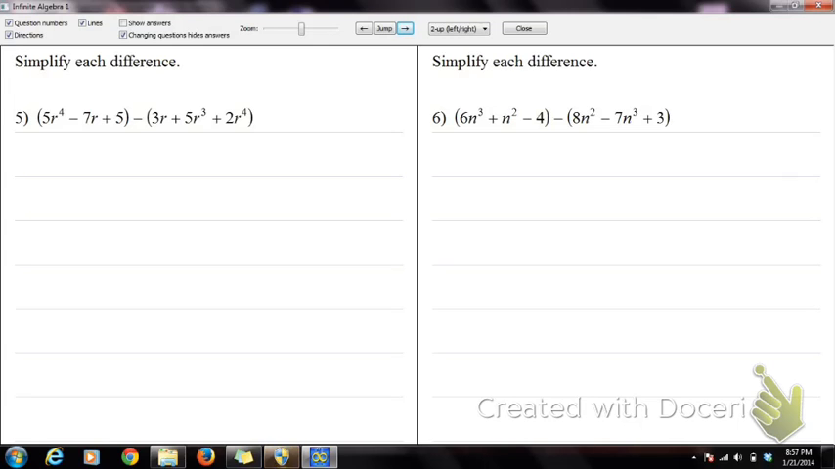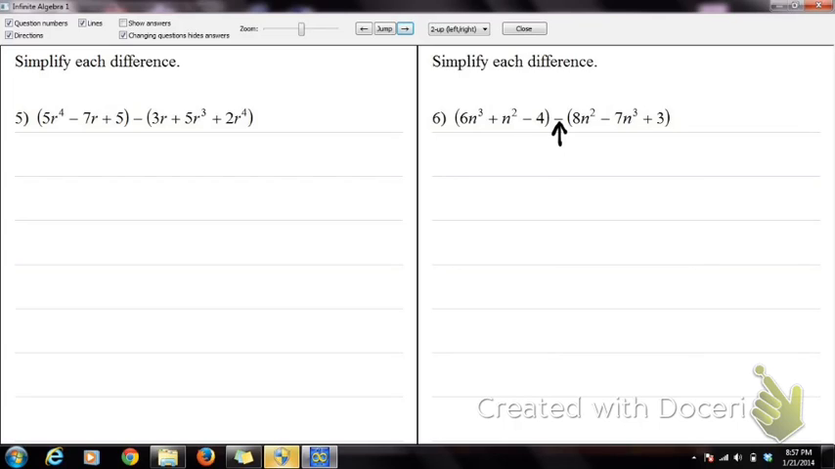We're going to take a look at number 6. So you'll notice the subtraction sign in between the two binomials. Now it doesn't really matter about the subtraction signs that are inside the binomials. We're mainly focused on this one between them. Now this subtraction poses quite a problem for us.